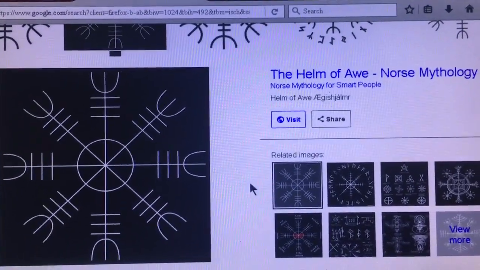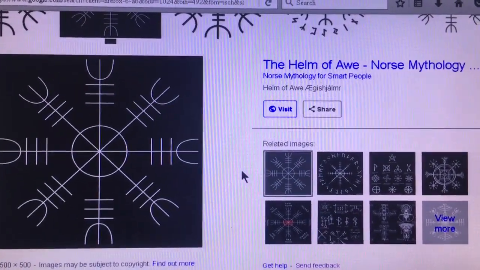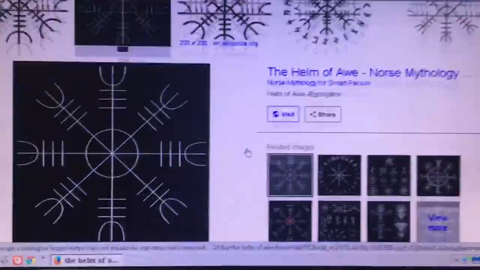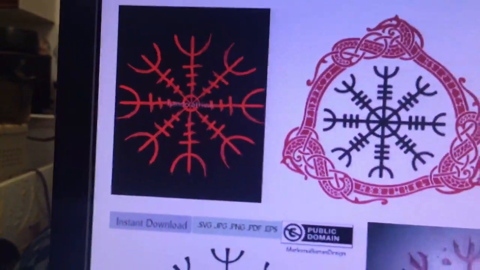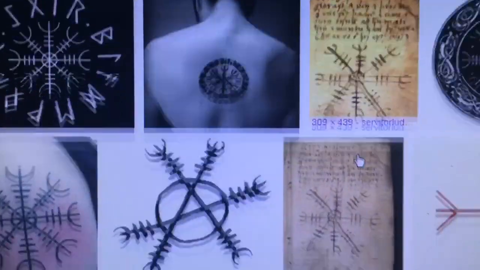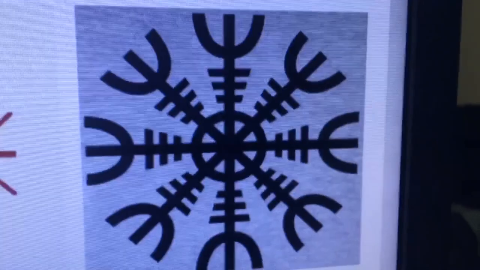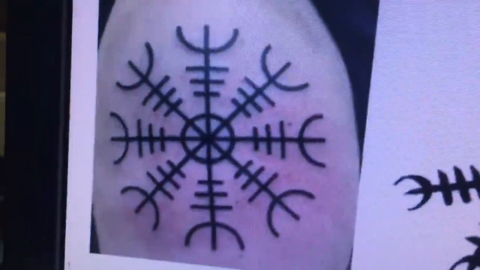So anyways, the Helm of Awe. Norse mythology for smart people. I didn't make this. I just interpreted it. How old is this? You tell me. I know it's in everything, all the time. Helm of Awe. Yeah, people get this tattooed on their bodies, guy. It's cool and everything, but they just don't understand what it means. You don't. Until now.